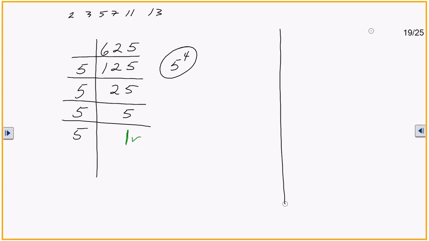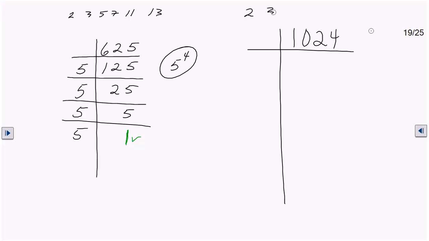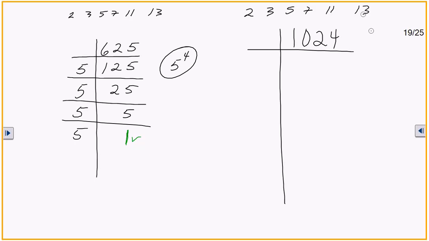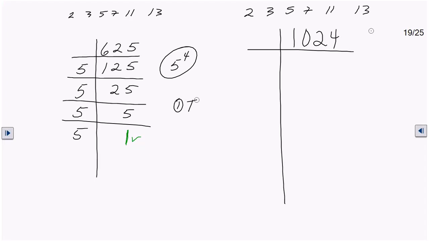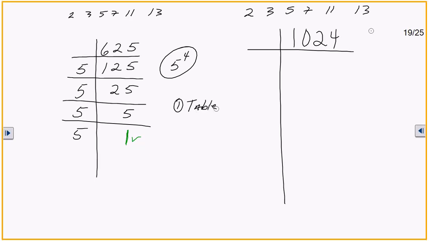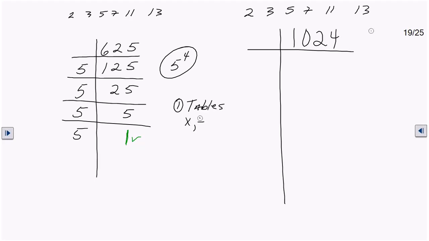1,024. 2, 3, 5, 7, 11, and sometimes 13. I know I'm going to divide by 2. Why not? Why am I going to divide by 2? Because it ends in 4. It ends at even number. You've got to have 3 or 4 things to do prime factorization. 1, you've got to have your tables. You need to know your tables by hand. That's your multiplication table, your division table, your addition table, and your subtraction table.